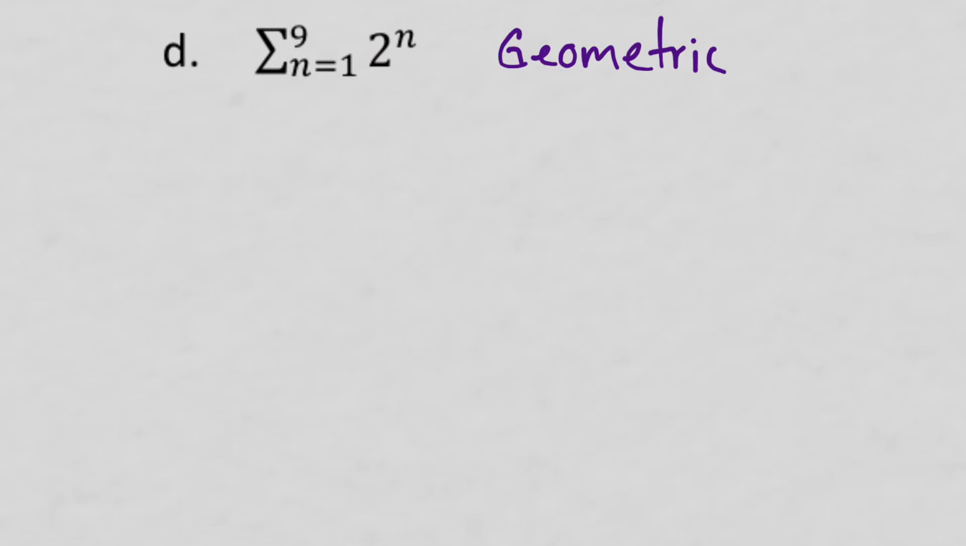Notice that it has a power, right? And if it has a power, that means that the base is basically r, and that means that it's geometric because n is the exponent. If n was not the exponent, it would not be geometric. All right, so let's find n. The number of terms in this one is 9 minus 1 plus 1. So 9. 9 minus 1 is 8, plus 1 is 9.